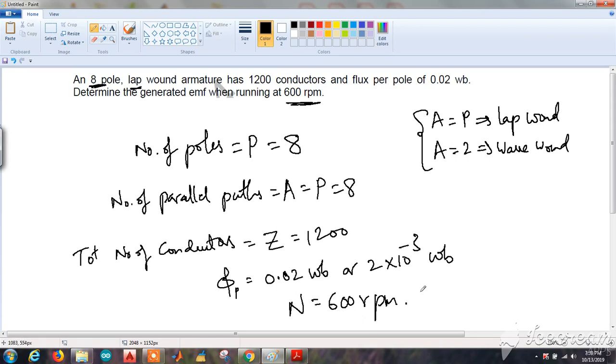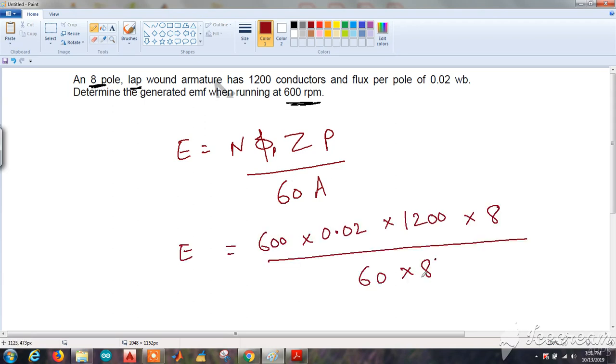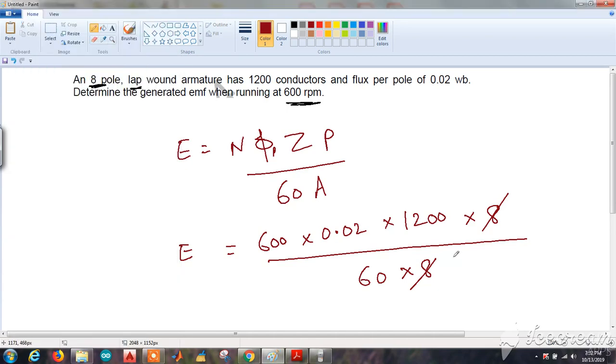Now let us substitute all of this in the generated EMF equation. So 8 gets cancelled. Now we'll solve this in the calculator. We are getting 240. So E is equal to 240 volts. So the generated EMF is 240 volts. Okay, thank you.